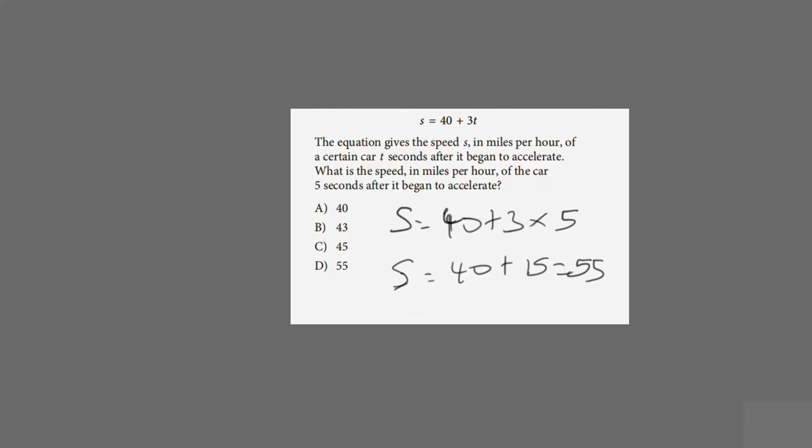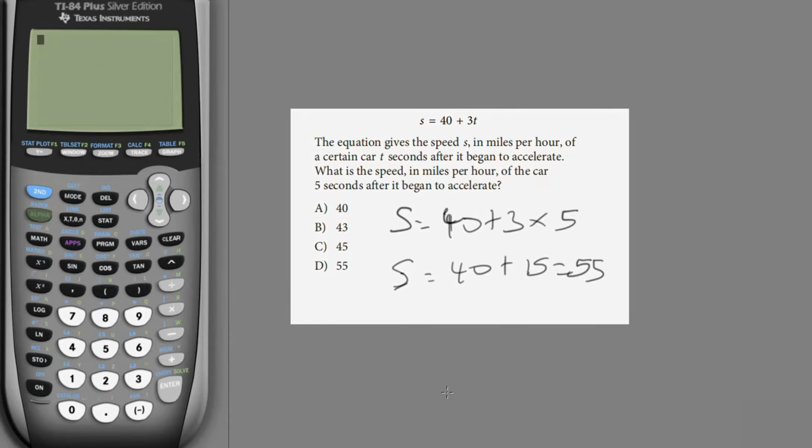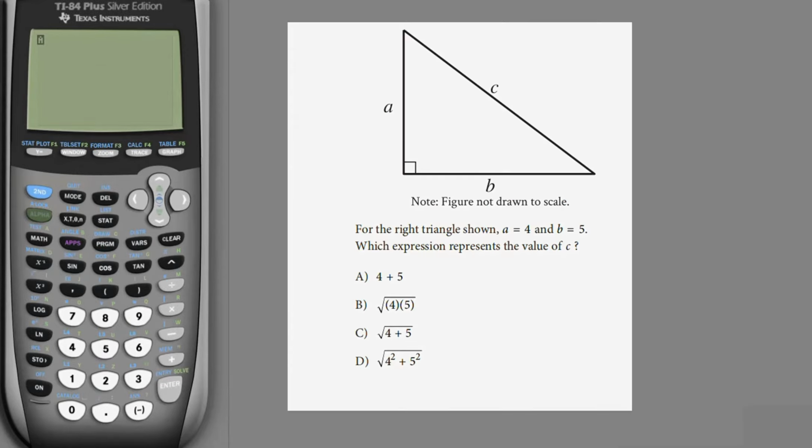We don't need a calculator to solve this kind of problem. In this video, we're going to learn how to solve this math problem easy and fast. Okay, so let's look at the question together and see whether a calculator will be needed to solve it faster. So the question says we have a right angle triangle here. It says note figure not drawn to scale. For the right triangle shown, a equals 4 and b equals 5, which expression represents the value of c?